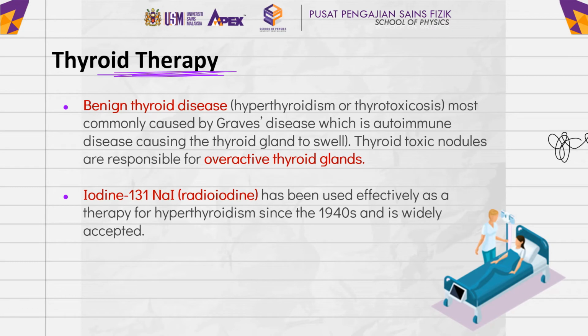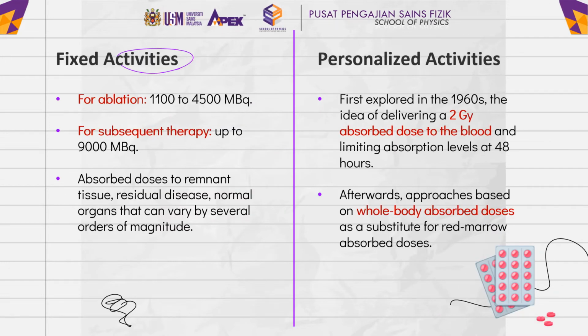Benign thyroid disease, hyperthyroidism or thyrotoxicosis, is most commonly caused by Graves' disease, which is an autoimmune disease causing the thyroid gland to swell. Thyroid toxic nodules are responsible for overactive thyroid glands. Iodine-131 radioiodine has been used effectively as a therapy for hyperthyroidism since the 1940s and is widely accepted. There are fixed activities and personalized activities that we use in thyroid therapy.